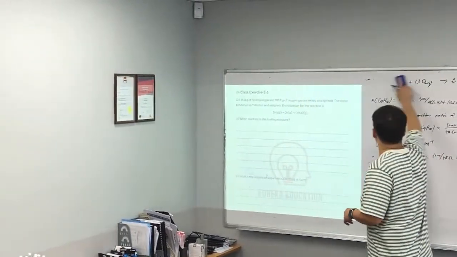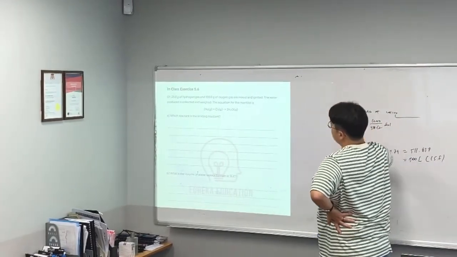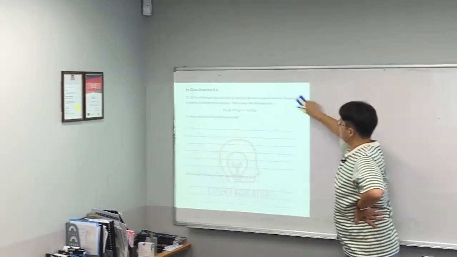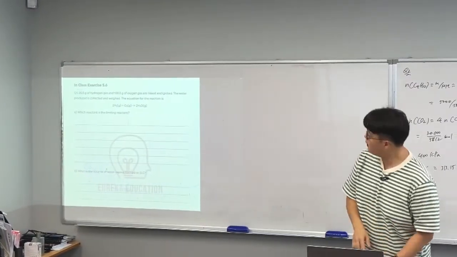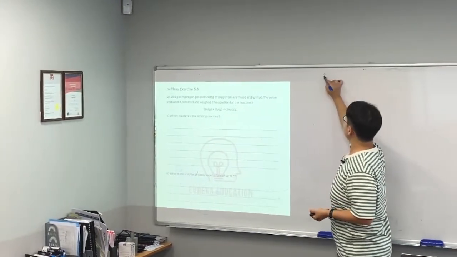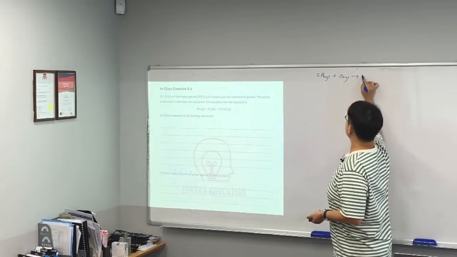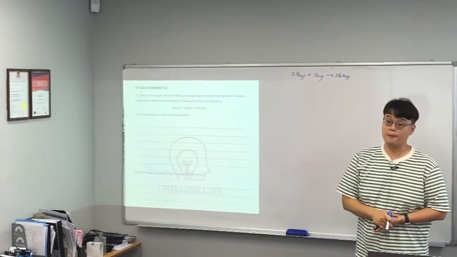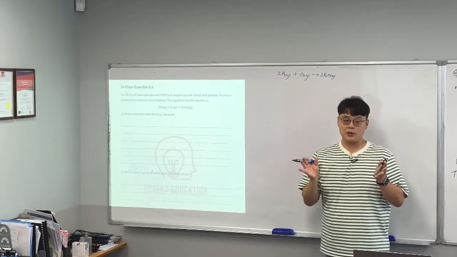Let's have a look at these questions now. Question 1: 25 grams of hydrogen gas and 100 grams of oxygen gas are mixed and ignited. The water produced is collected and weighed. The equation for the reaction is given as 2 hydrogen gas plus O2 gas goes to 2H2O. You don't have to copy this down, it's given up on top. The question's just asking, what is the limiting reagent?